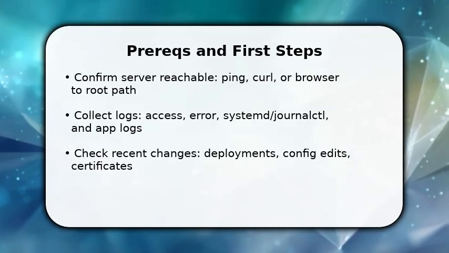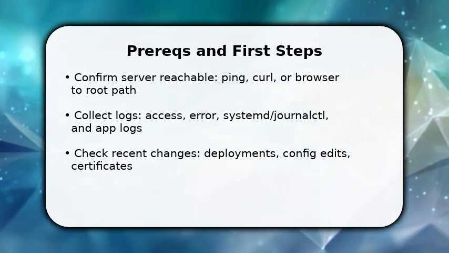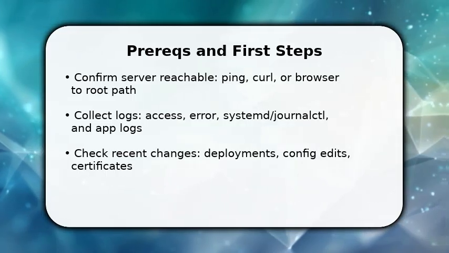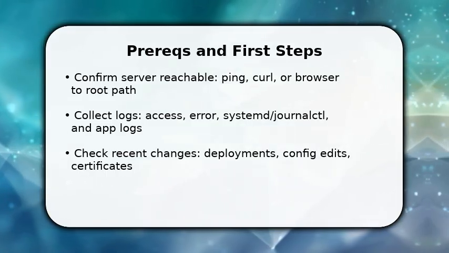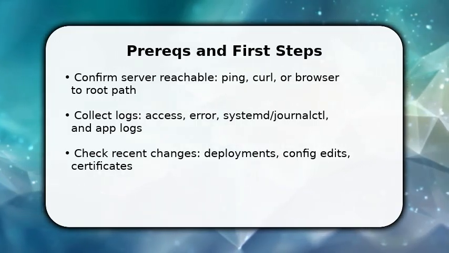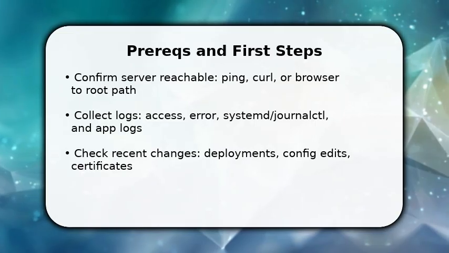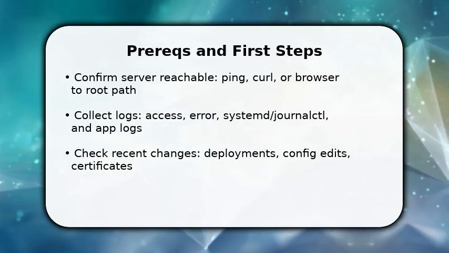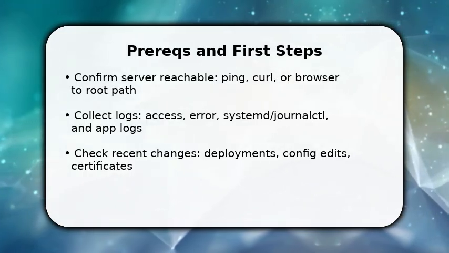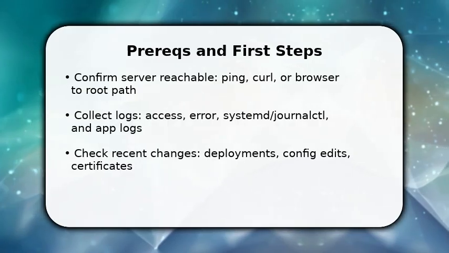Enjoy the video. You start by verifying prerequisites and taking immediate actions. First, confirm the server is reachable with ping or curl so you know networking is not the blocker. Next, gather logs from the web server, systemd or journalctl, and your application. You need context. Finally, list any recent deployments, configuration changes, or certificate renewals because rollbacks are often the quickest fix.